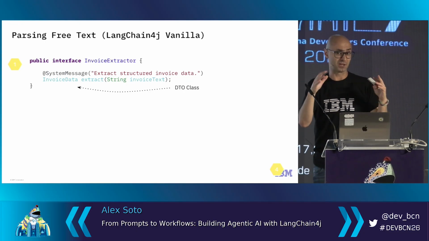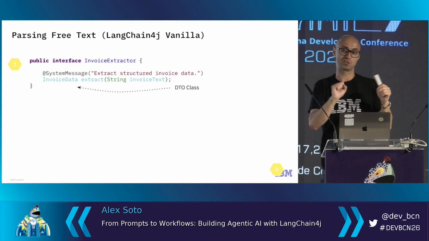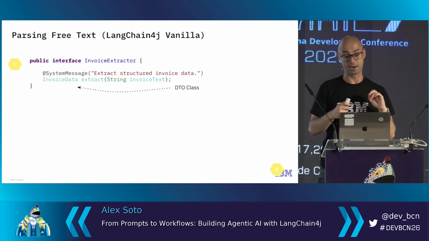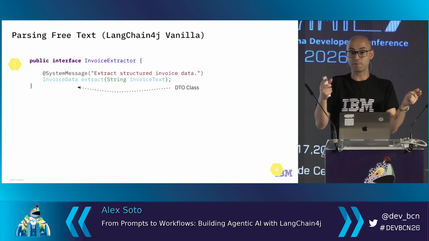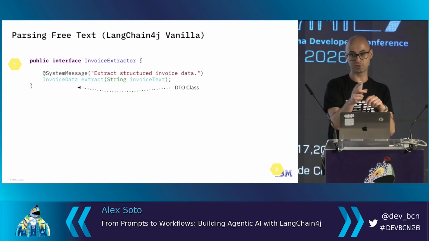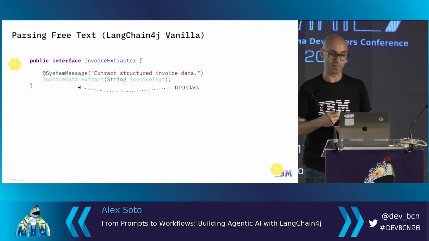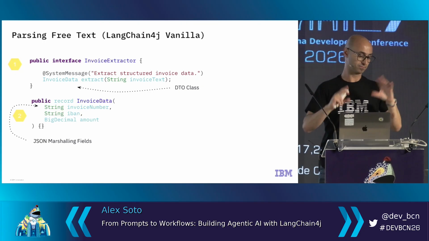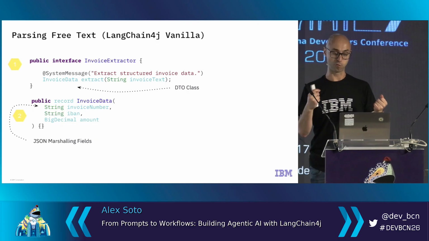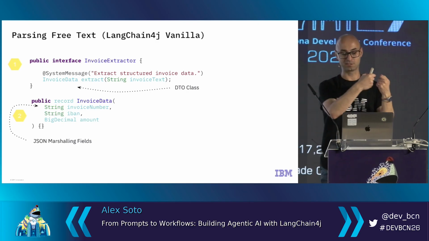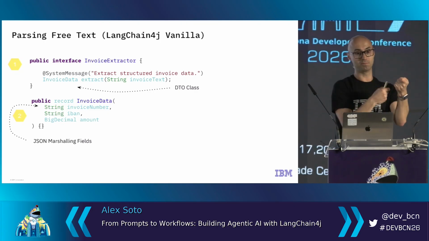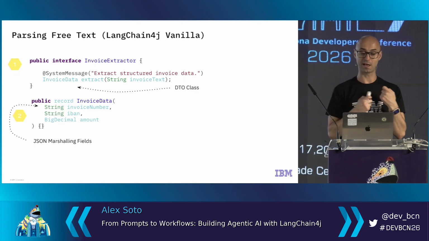So you'll see that the idea is the same, but only the annotations change. You create the interface with a system message, "extract structured invoice data", and in this case I'm not putting any user message, so LangChain4j automatically uses the argument as the user message. Then it returns a class. What is LangChain4j going to do? Easy. This is the class. I'm going to use JSON marshalling for transforming the text coming from the model, which is basically a JSON file, to an object. So it manages all these things automatically.